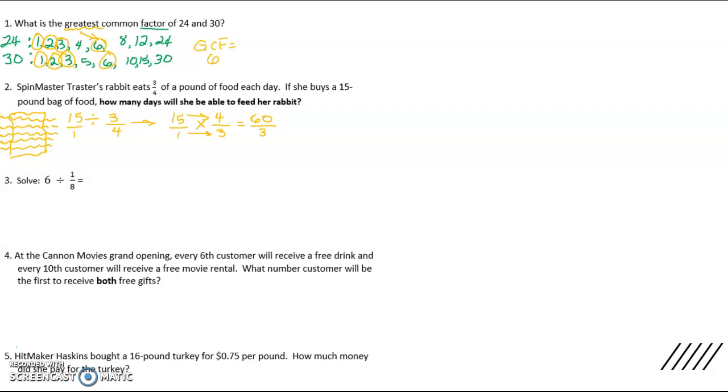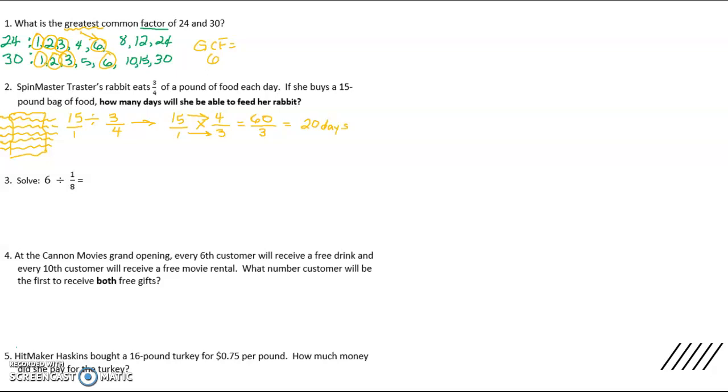But I'm not done yet because I can easily simplify this fraction, because remember this fraction bar here is like a division symbol. So 60 divided by 3 simply equals 20. So my answer for how many days will she be able to feed her rabbit? It's 20 days.